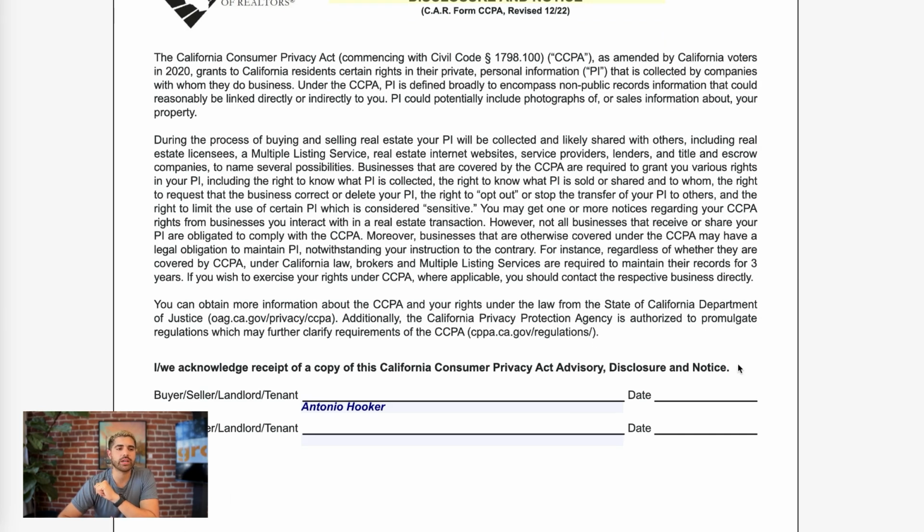So this was what am I signing? This was the California Residential Purchase Agreement, AKA the offer. I hope this helps give you a better understanding of everything. And as always, if you have any questions, feel free to reach out.